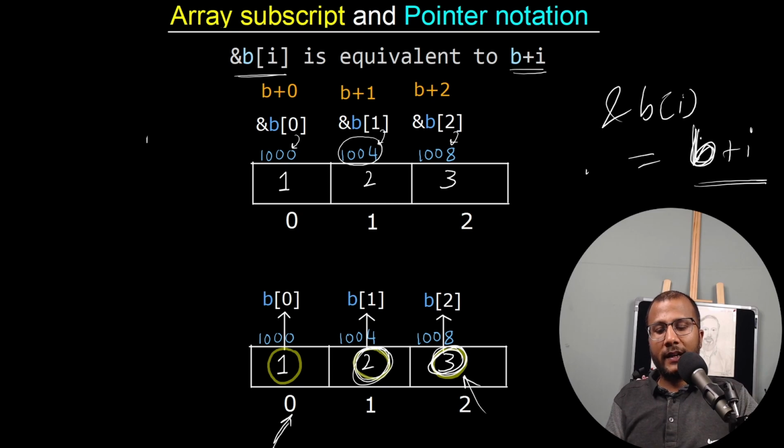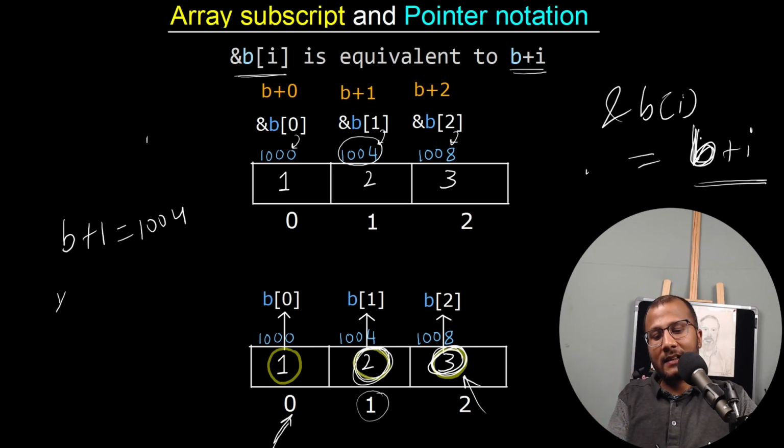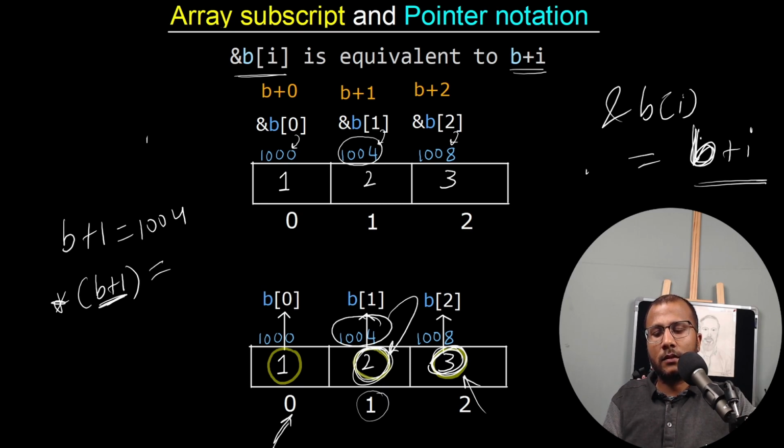Now we have already noted that b plus 1 would give you the address of the element at index 1. At index 1 the address of the element is 1004, right? b plus 1 is nothing but 1004. Now if I want the content inside that address, in pointer notation what do we use? We use the indirection operator. So if I write star (b plus 1), b plus 1 is the address. What is inside this b plus 1? If you want to get that, you have to use this asterisk indirection operator. So star (b plus 1) is what is inside address 1004. That is 2.